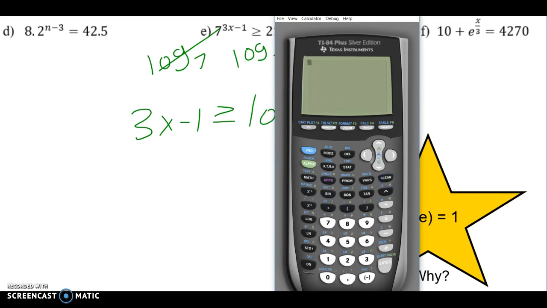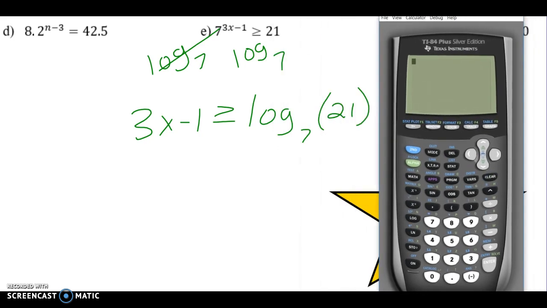To get the most accurate answer, you want to take this step by step. So math, alpha math, log base 7 of 21. Go ahead and hit enter. You can get that decimal. And then what are we going to have to do next to get x by itself? This 1 right here we'd have to add over. So hit plus 1, and then hit enter again.